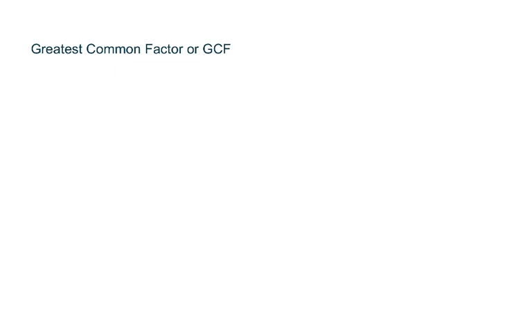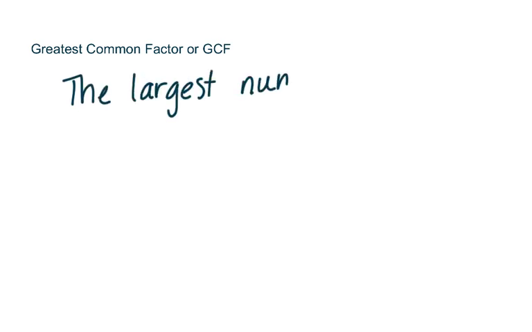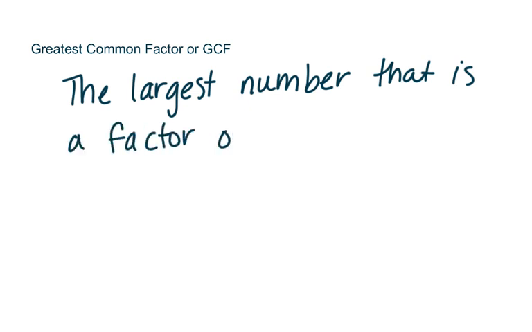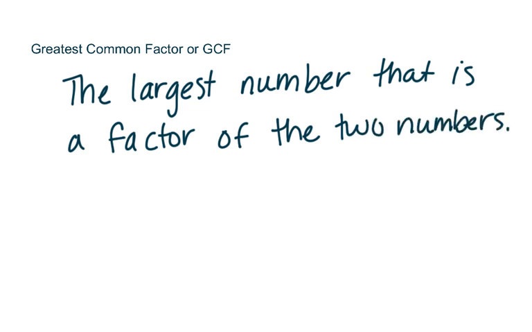Greatest common factor is another example in math where we are trying to find a relationship between two numbers. So greatest common factor simply means the largest number that is a factor of the two numbers. And remember that a factor means that it is a number that we use to multiply.